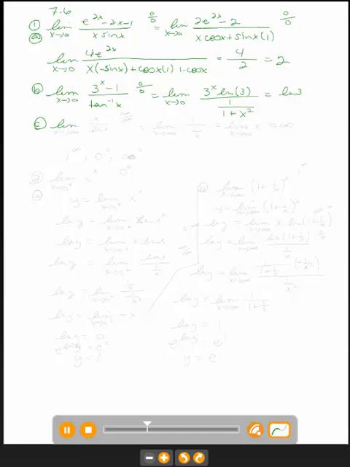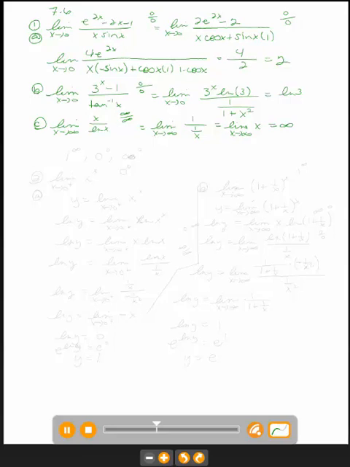Part C. Now we're going to infinity. And if we stick infinity in there, we actually get infinity over infinity. So we can use L'Hopital on this. The derivative of x is 1, the derivative of the natural log is 1 over x. That simplifies to x, and as x goes to infinity, you get infinity.